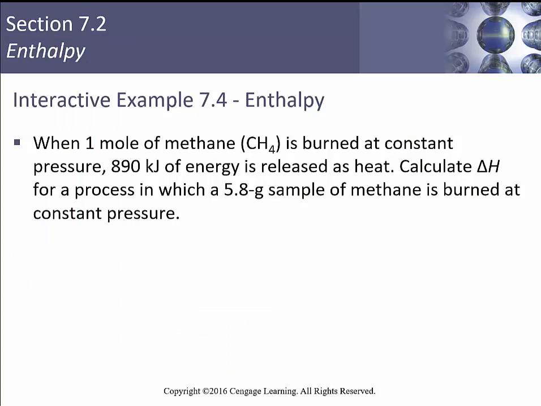All right, so let's look at an example. I've got 1 mole of methane. It's burned at constant pressure. 890 kilojoules of energy is released as heat. Calculate delta H for a process in which a 5.8 gram sample of methane is burned at constant pressure.